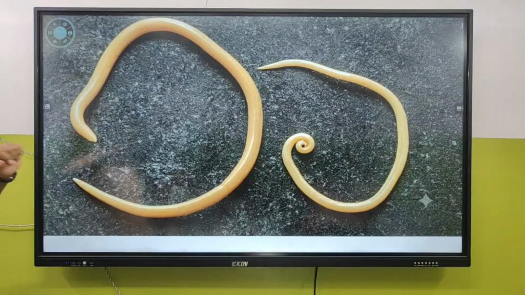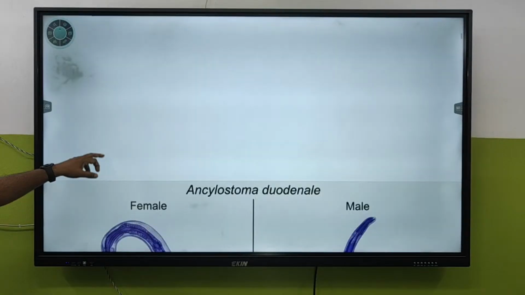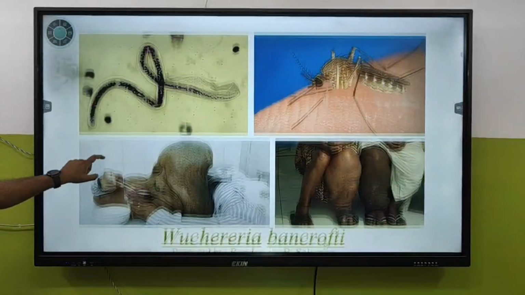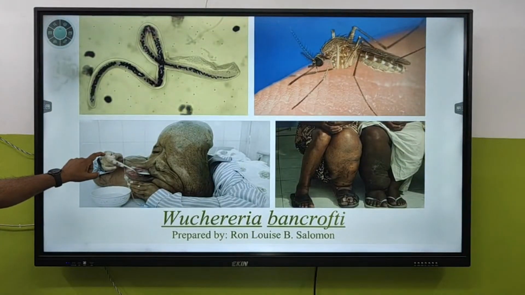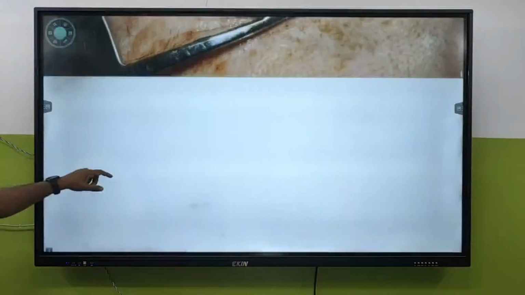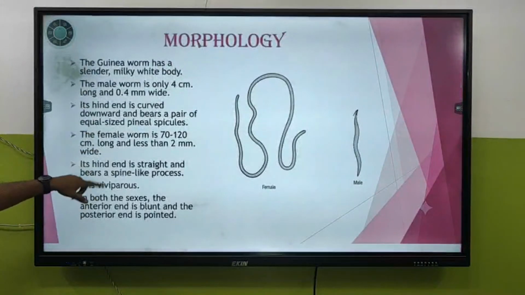What is this? Wuchereria? Oh, sorry. This is what? Ascaris. Ankylostoma duodenale, hookworm. This is filarial worm, your friend, Wuchereria bancrofti. Loa. Archpea. Guinea worm.